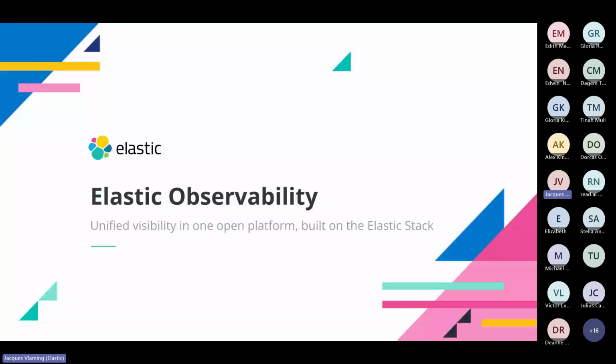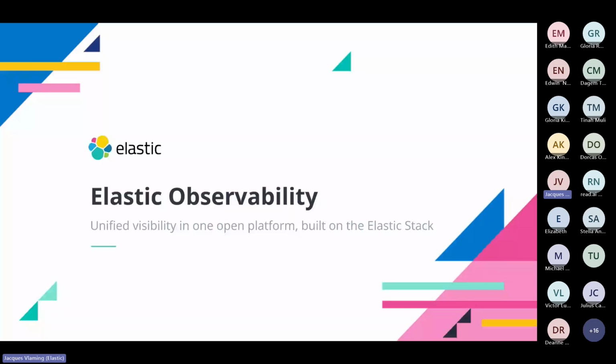Okay, so we're going to go into the first solution area, which is Elastic Observability. And just by way of semantic definition, when we talk about observability, it is the ability to view a complex system as a whole, the state of a complex system as a whole. And if we think about complex systems, that's typically what IT systems are, right?